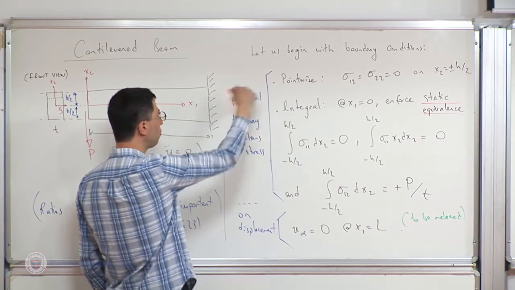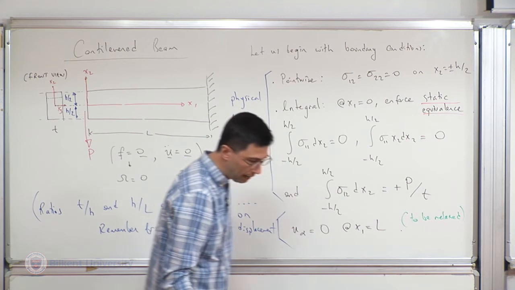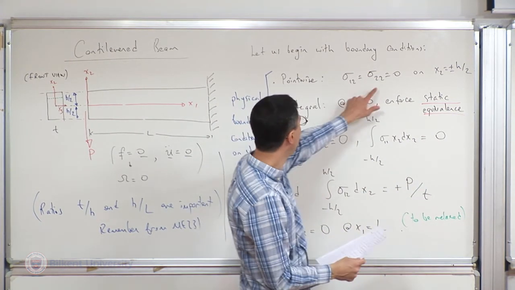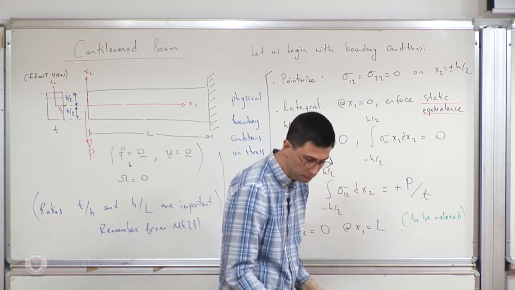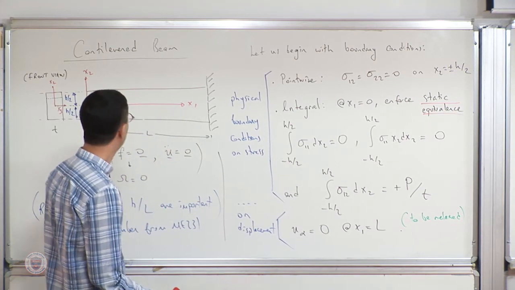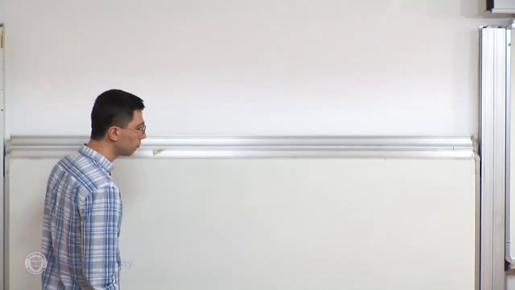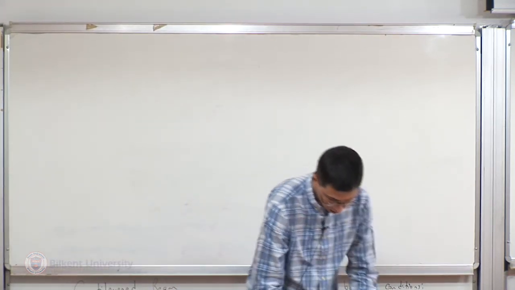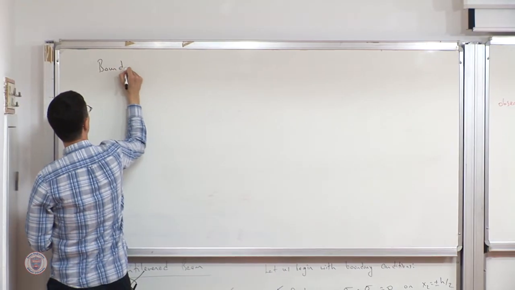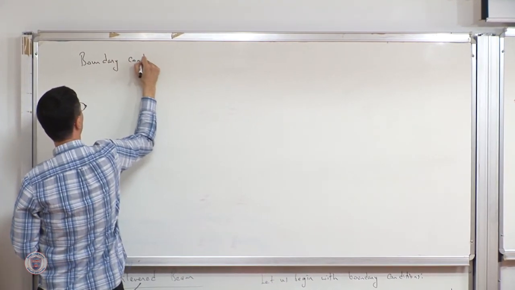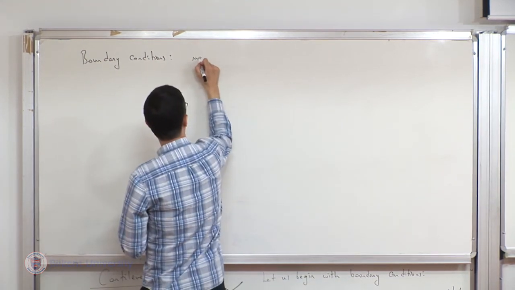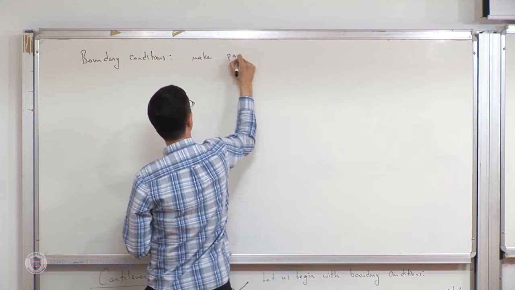And I want to make use of the physical boundary conditions. Not all of them, only one of them at this stage. In fact, I'm going to go ahead and make use of the traction-free boundary condition on the top and bottom surfaces. So let's make partial use at this stage.